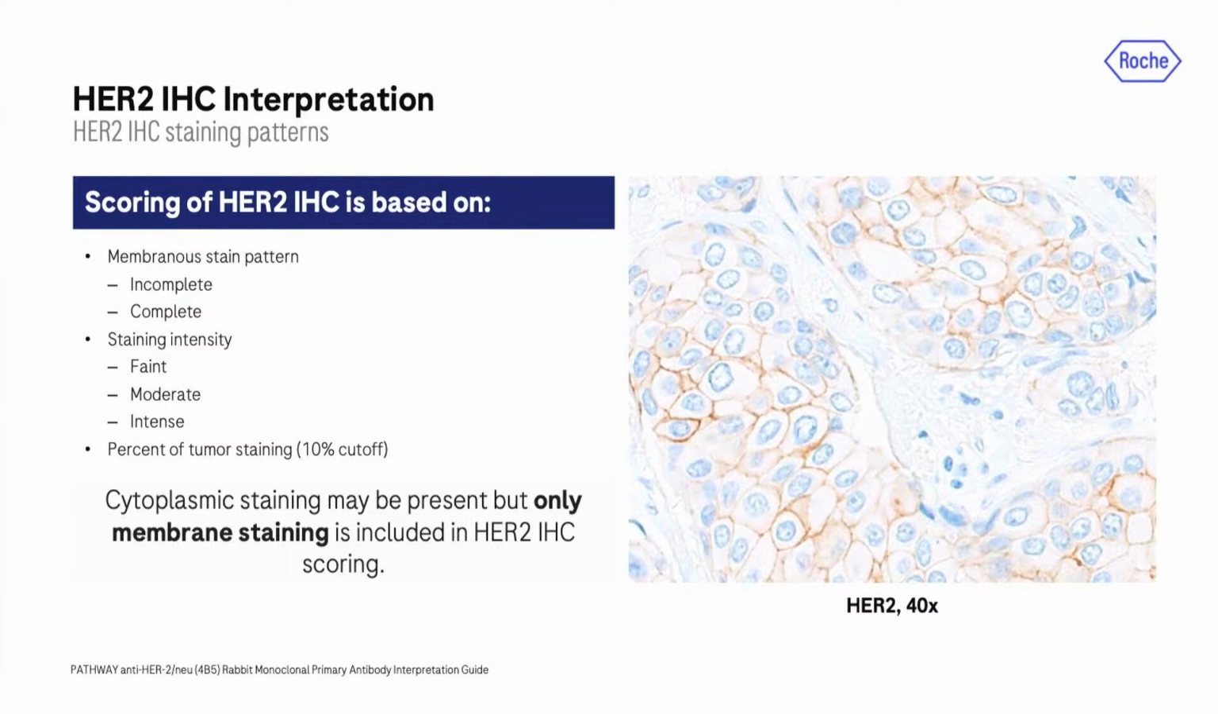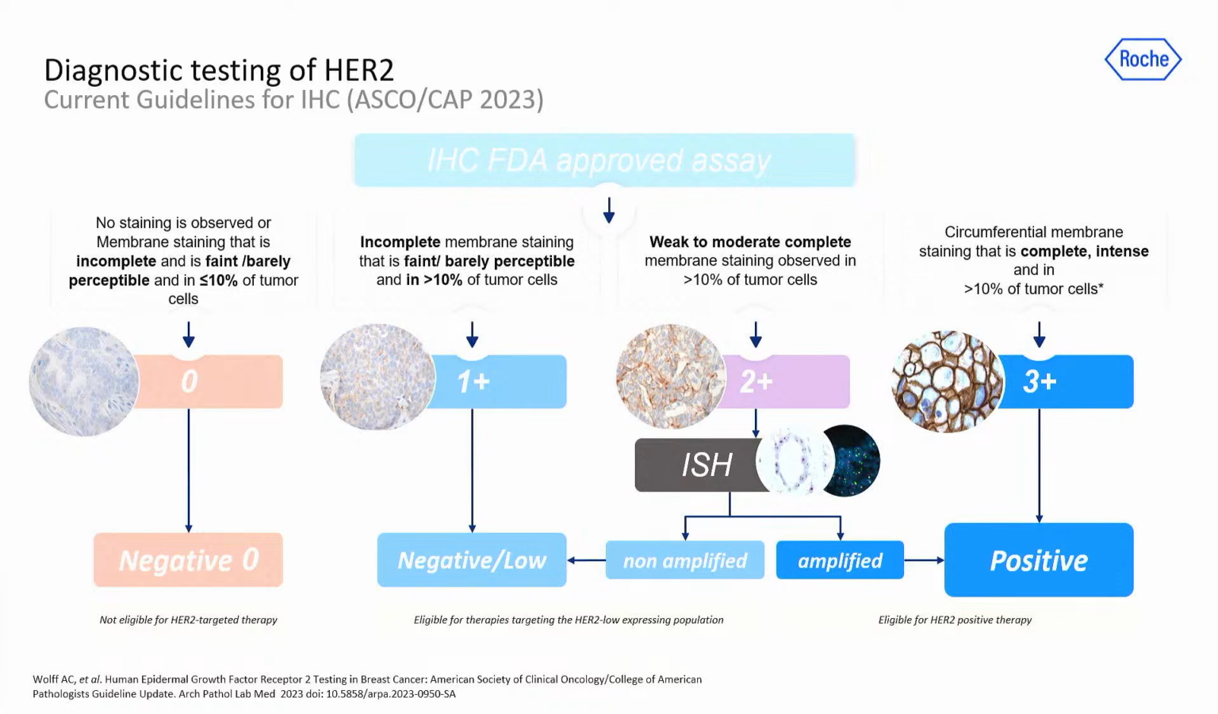So once we've established that there is membranous staining, is it incomplete or complete? What is the staining intensity? Is it faint, moderate, or intense? And what is the percent of tumor that is staining? So at current, we use a 10% cutoff. And that allows us to be able to ascribe a score, okay? So either 0, 1+, which is also known as HER2 low, equivocal, or 2+, and 3+. And we'll go through each one of these briefly.